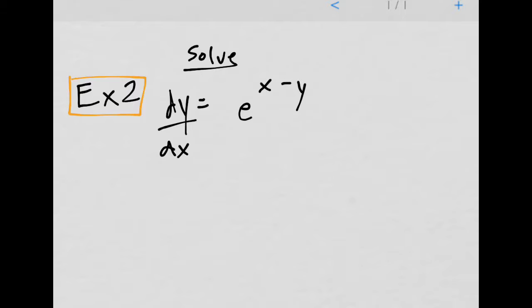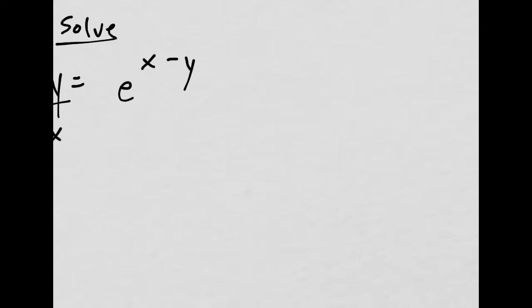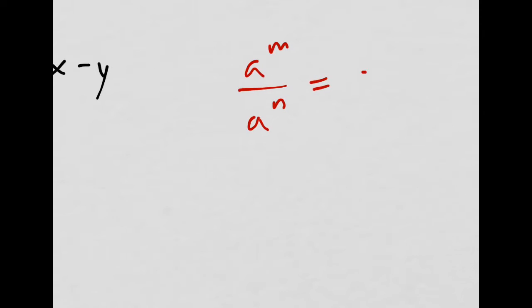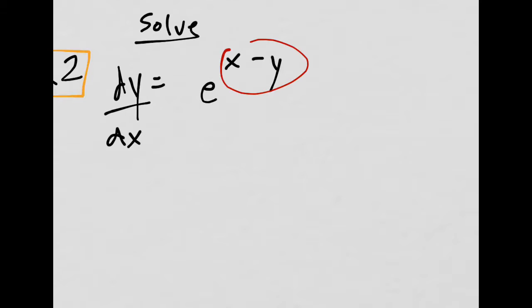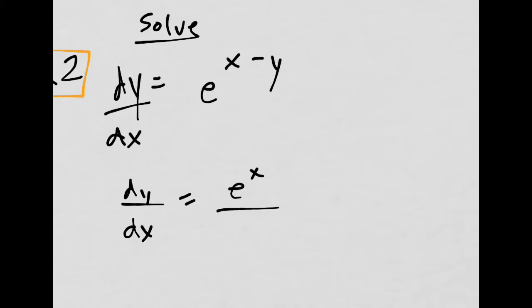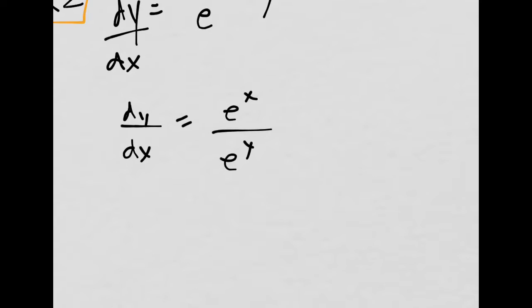There's something really easy to do, and it's just remembering that if you have the same base and you're dividing, that's the same thing as subtracting the exponents. So we can go from here back to here. And that's what I'm going to do. Because if we're subtracting there, that just means that we have dy/dx equals e^x divided by e^y. Then it makes it easy.